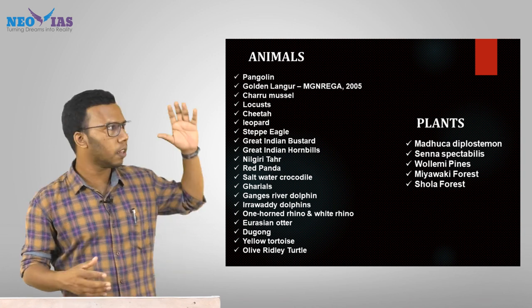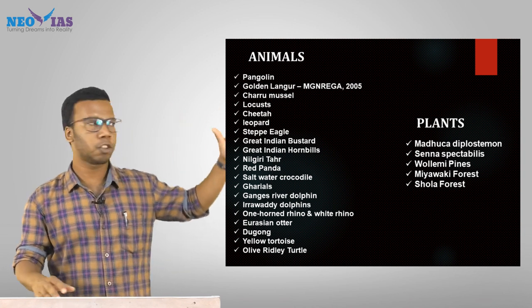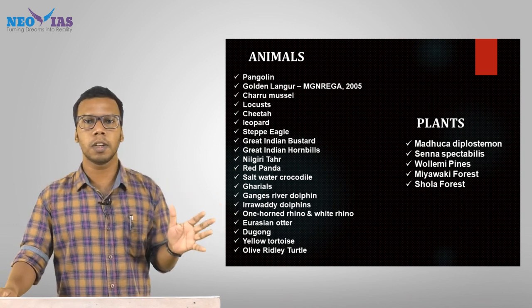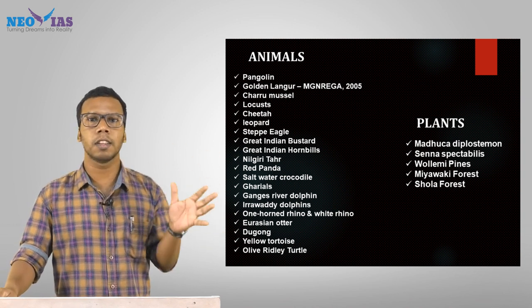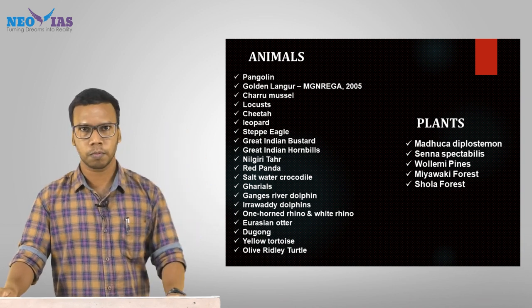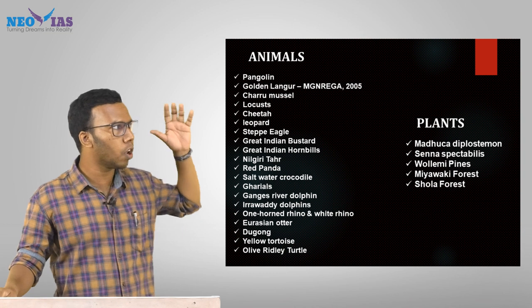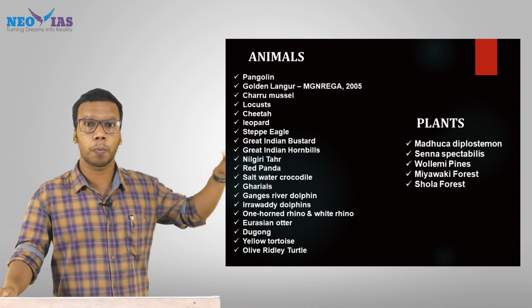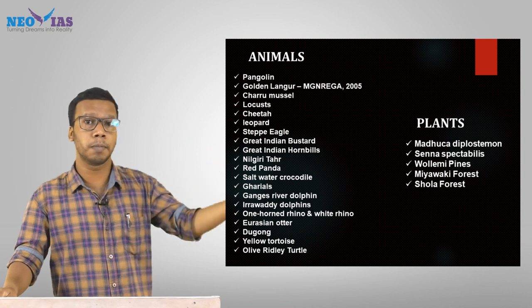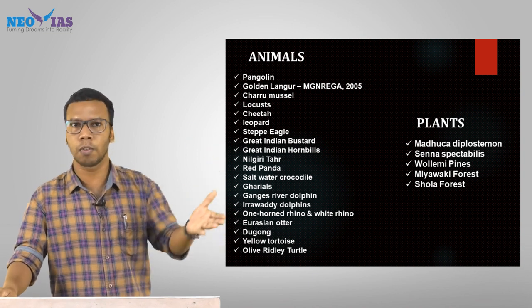So, these are the animals which were in news. First of all, pangolin. Now, this pangolin was in news because the Odisha government is tracking the trading and poaching of the pangolin through social media platforms. That's why it was in news. So, we need to know about the pangolins. What are the types of pangolins in India? India has the Indian pangolin and the Chinese pangolin. Like that information you have to know.